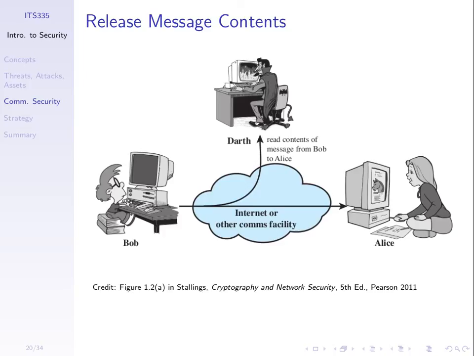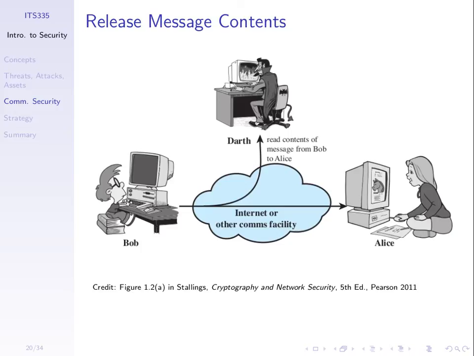Any questions on that type of attack? How do we prevent it? We encrypt the message first. So Bob, in the normal case, Bob sends a message to Alice.